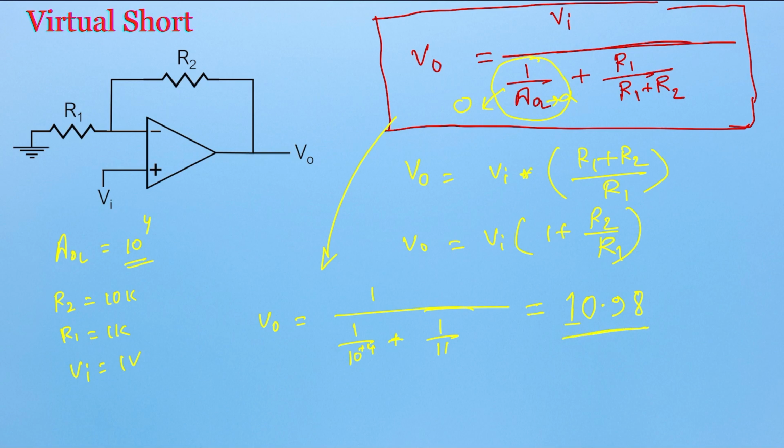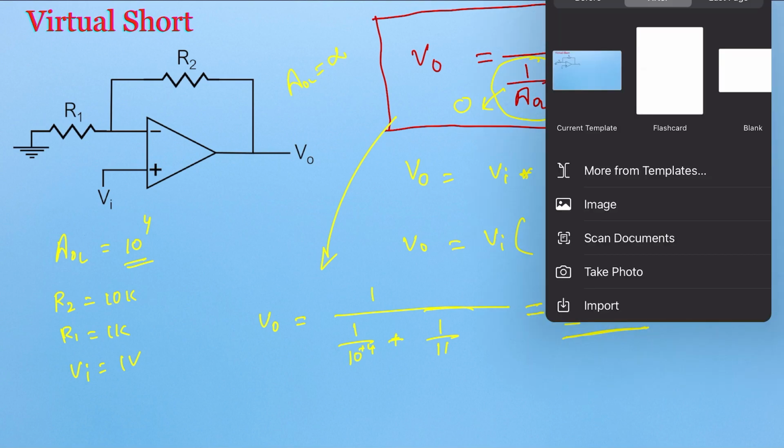But if we consider AOL is infinity, then we get 11 volt with the same data. That means it's not that much difference. So that's why we assume that AOL is equal to infinity. So what do we get if AOL is equal to infinity?